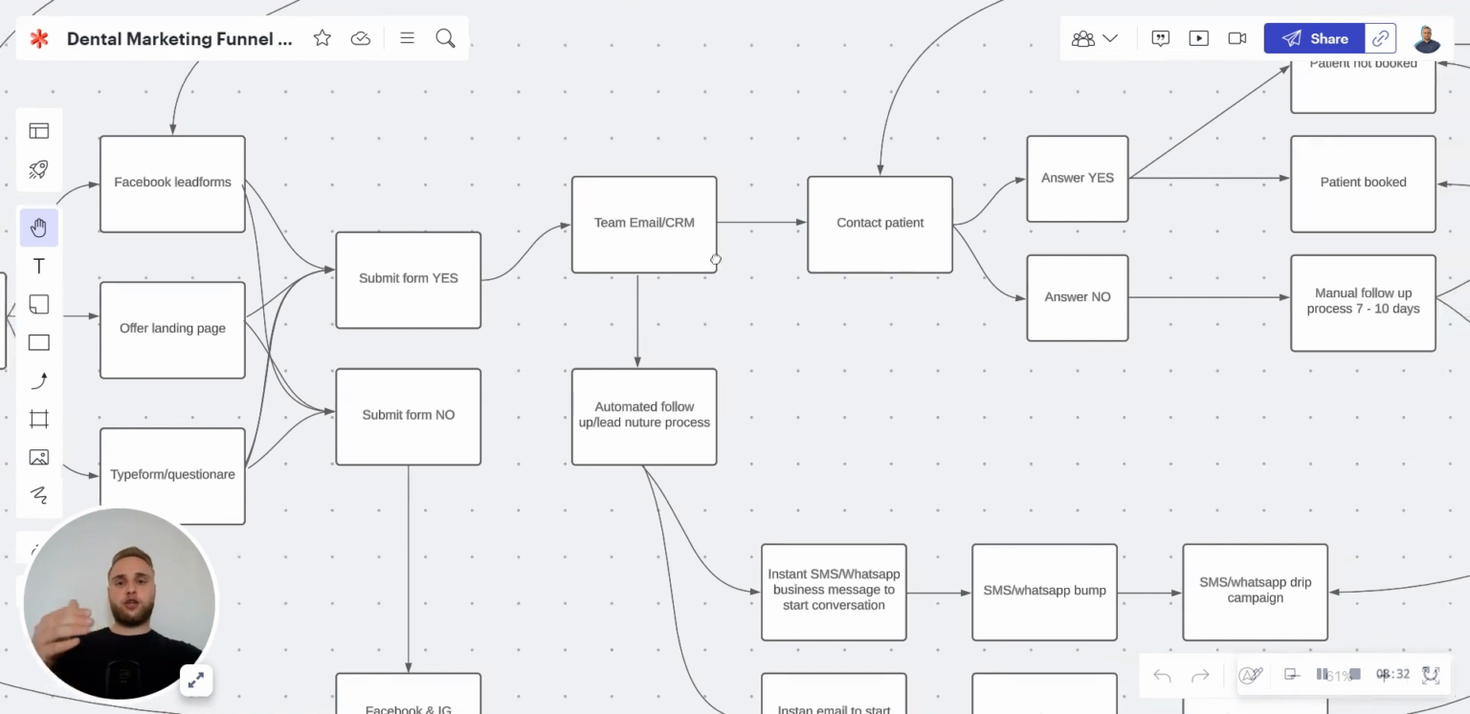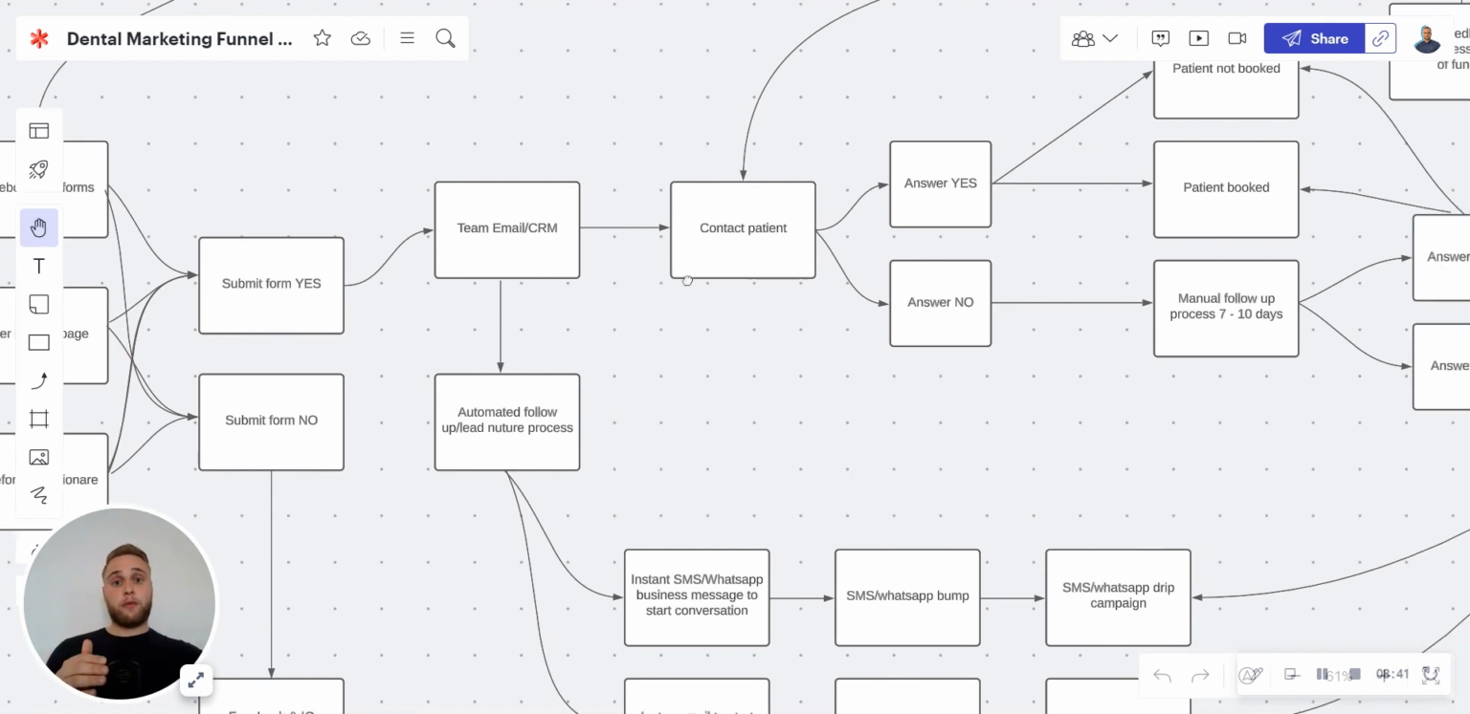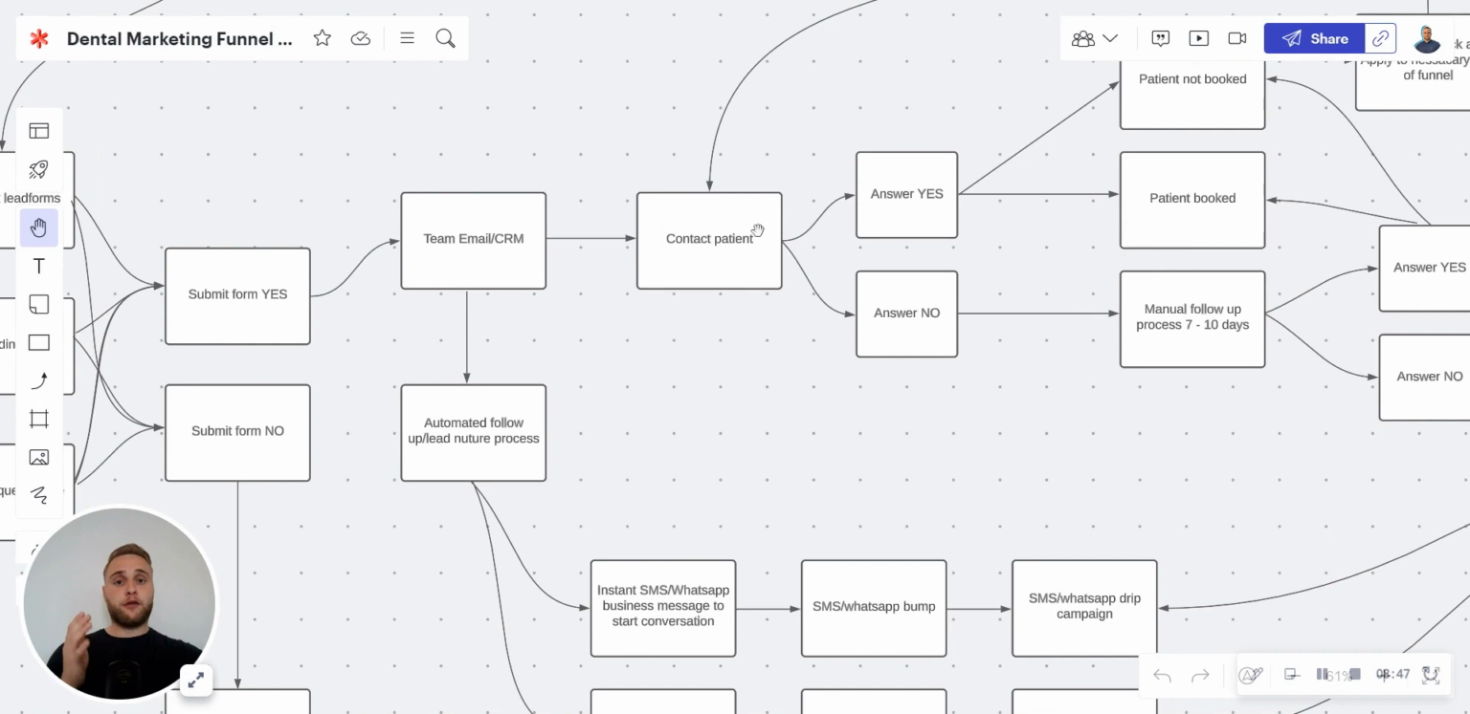Now let's say you receive the lead. Okay, your team has received the lead either to their email or to the system they're using, whatever it may be. Then it's your team's job, your manager's job, your TCO's job, whoever it may be, it's their job to then contact the patient.